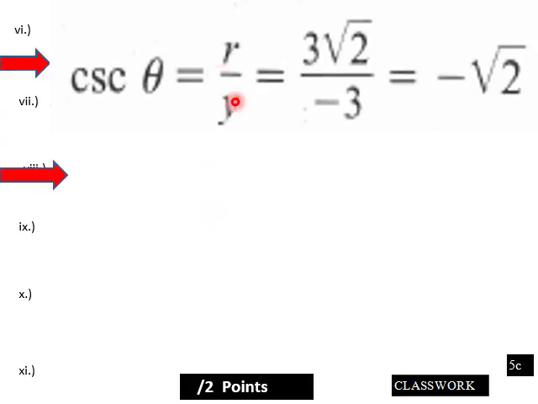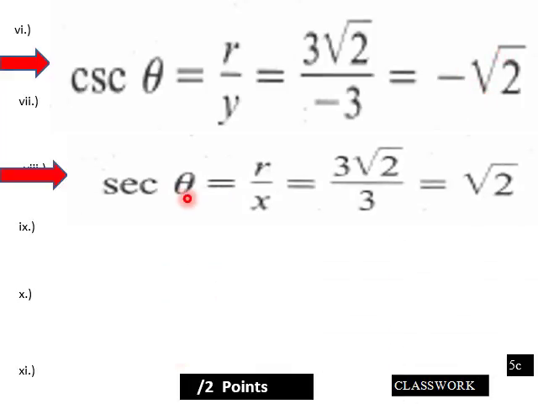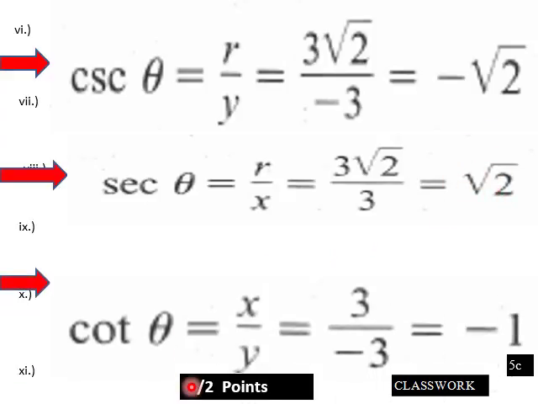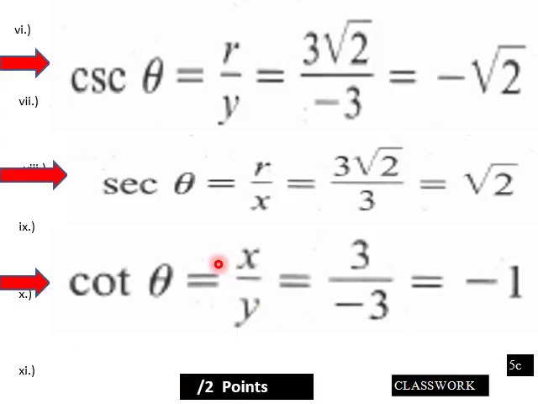And then our cosecant, which is the inverse of our sine function, will be negative square root of 2. Our secant, which is the inverse of our cosine function, would be the square root of 2. Then our cotan would be the inverse of our tan function.